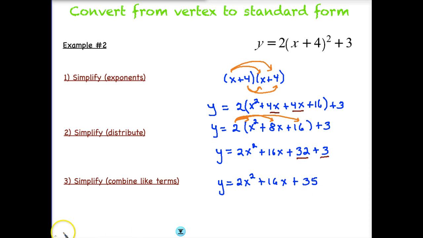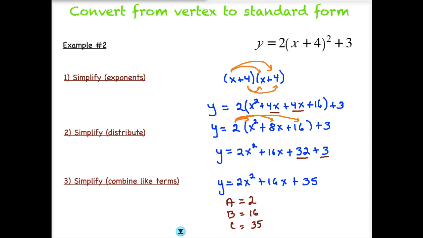All right, now let's just go ahead and identify the A, the B, and the C. So remember that the A term is in front of the x squared, so that's 2. The B is in front of the x, which is 16, and the C is our constant term, the term that's all by itself, and that's 35.